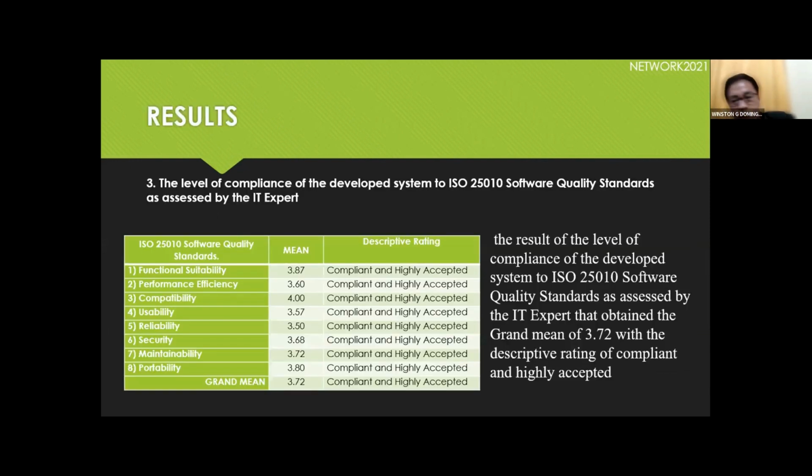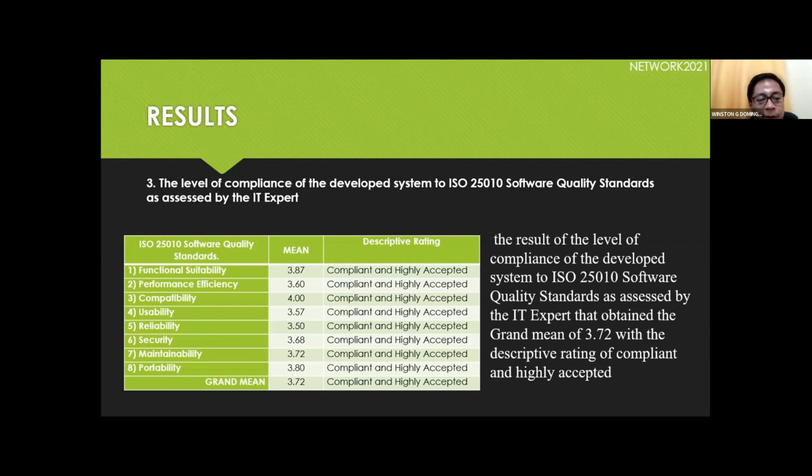We also evaluated the system using the ISO 25010 as assessed by the IT experts. So here's the result. The result of the level of compliance of the developed system to ISO 25010 software quality standards as assessed by the IT experts obtained the grand mean of 3.72 with the descriptive rating of compliant and highly accepted. And it was evaluated with the different criteria: functional suitability, performance efficiency, compatibility, usability, reliability, security, maintainability, and portability.